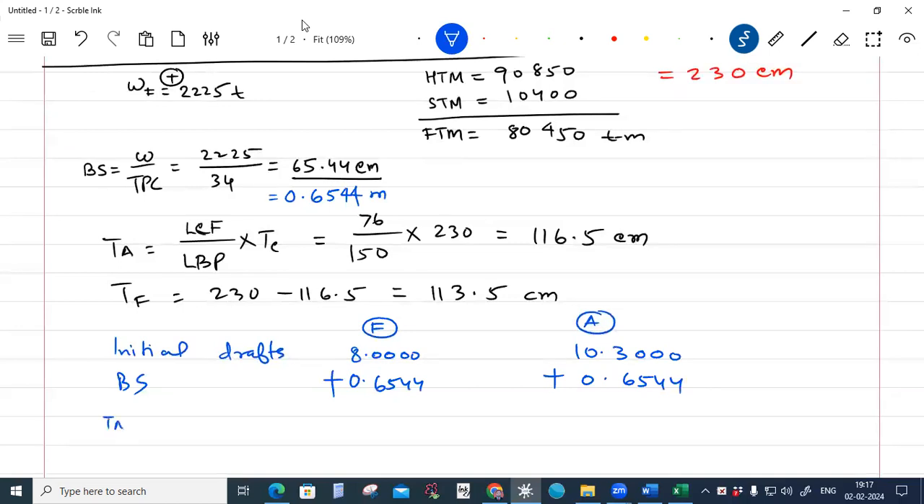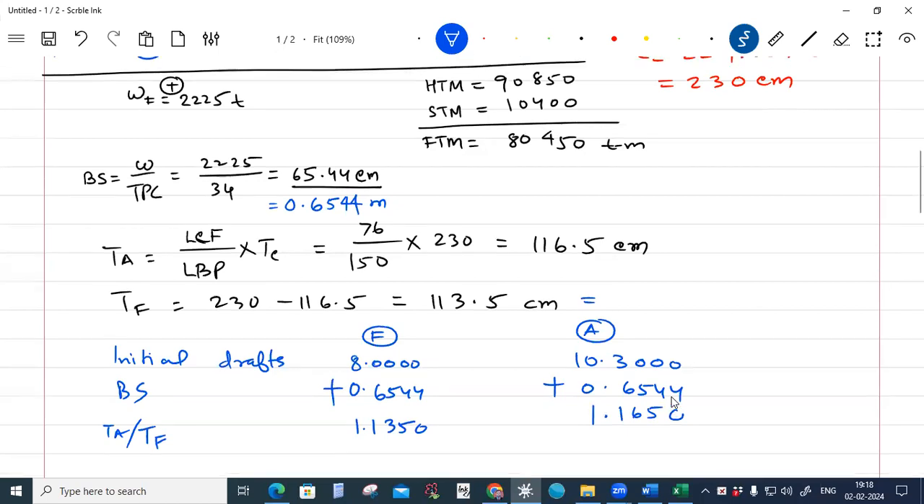Now change in draft, TA and TF. So TF is how much? 1.135 centimeter, it became 1.135, right? First forward. Yes, sir. Forward. Don't get so confused. I wrote 1.135 and here, how much will it be? 1.165, 1.1650, right?